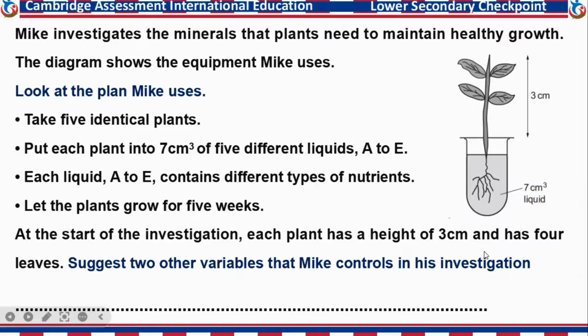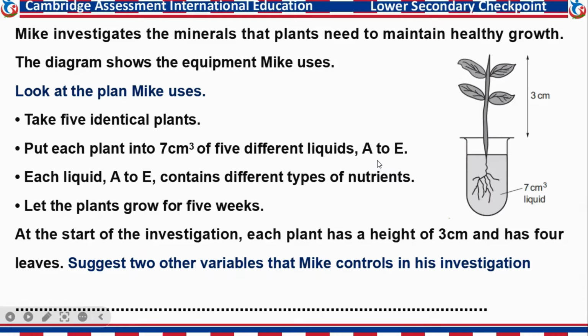The question now is, suggest all the variables that Mike controls in this investigation. Control variables are something that Mike should keep the same across all the plants labeled A to E. Plant A must have it, plant B must have it. It should be the same across, but it should be controlled.